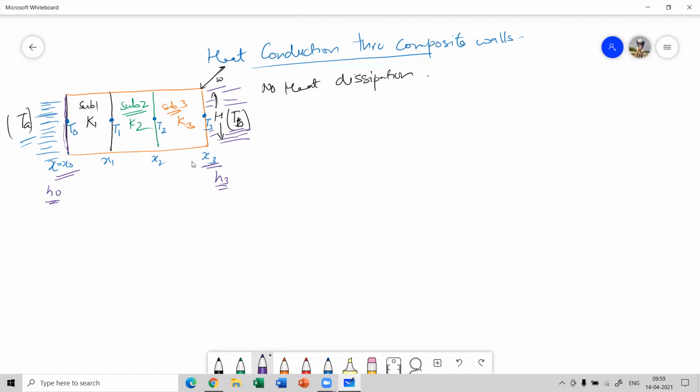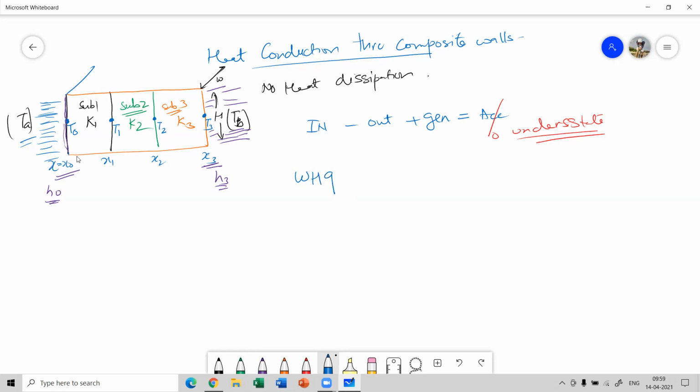Now, let's apply the balance and generate the equation. For this, let's take the simple equation: rate of energy in minus rate of energy out plus generation is equal to accumulation. Under steady state, the accumulation part is 0. Now let's see the energy. What will be the cross-sectional area over here? That is W into H.